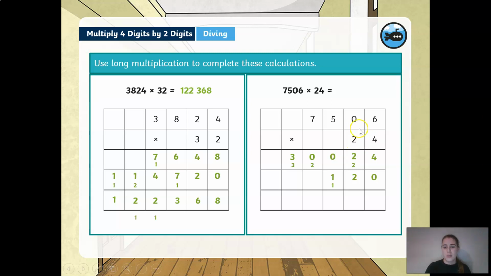Now we're going to multiply 20 by 50, so 2 multiplied by 5, which gives us 10. Okay, so that's going to give us 1,000. We're going to need to carry our 1,000 over into our 10,000 column.